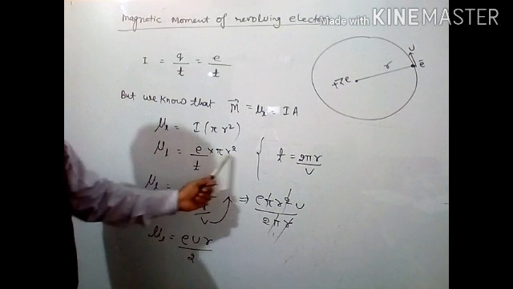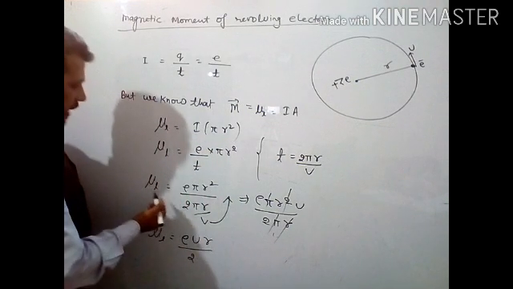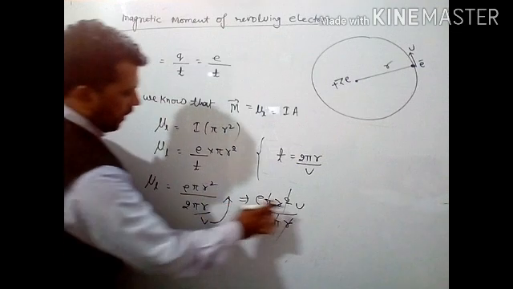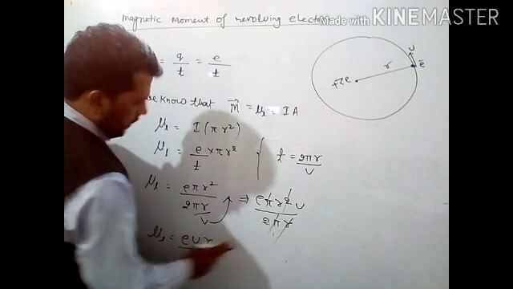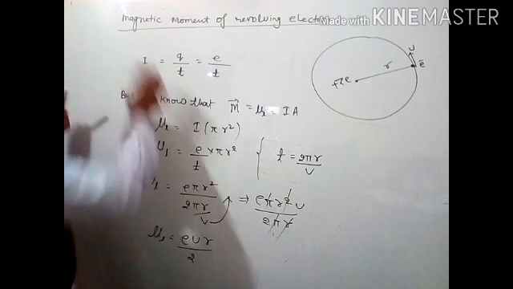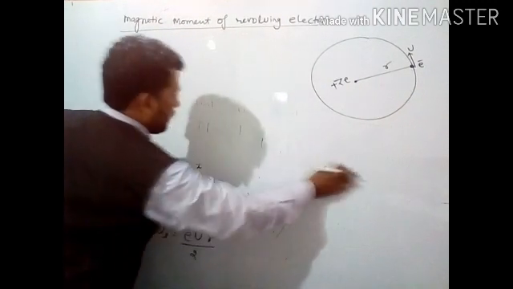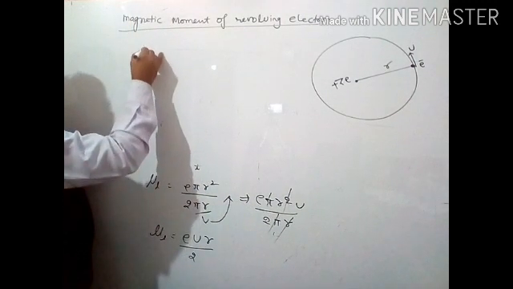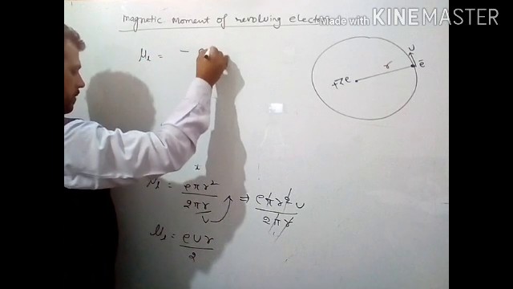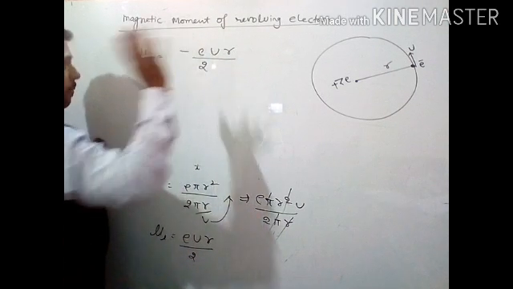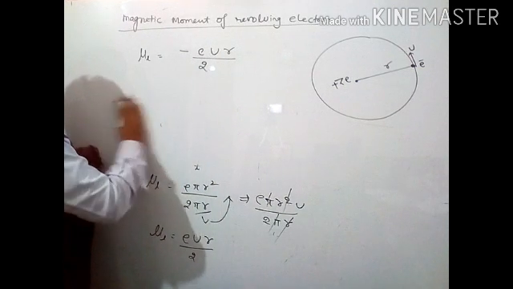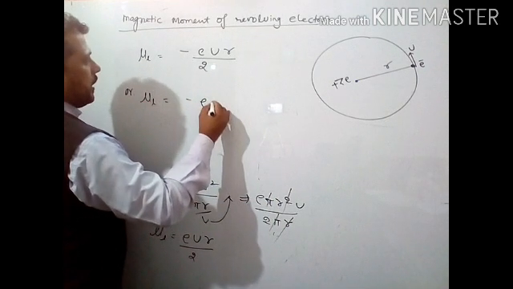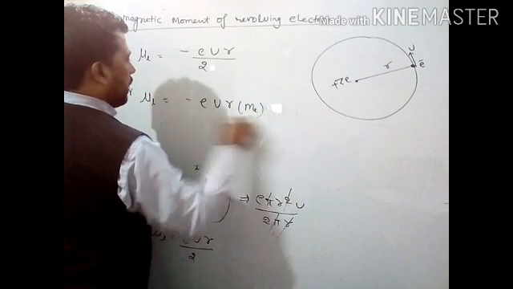So mu L is equal to e pi r square by T, and the value of T is 2 pi r by v. Putting the value of T here, v comes upward. So mu L is equal to e v r by 2. Since the electron's charge is negative, we can write mu L equals minus e v r upon 2. Multiplying by the mass in both denominator and numerator, mu L is equal to minus e v r into me upon 2 me.